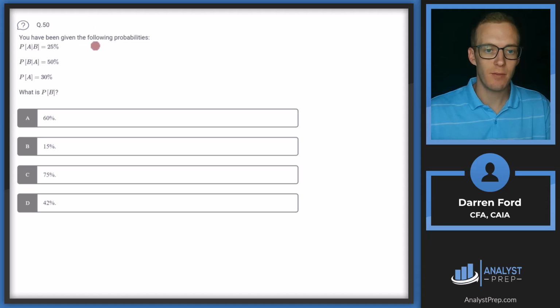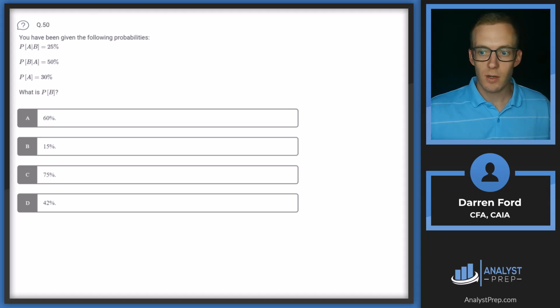Question 50. You've been given the following probabilities. The probability of A given B happening is 25%. The probability of B given A happening is 50%. And the probability of A is 30%. What is the probability of B?